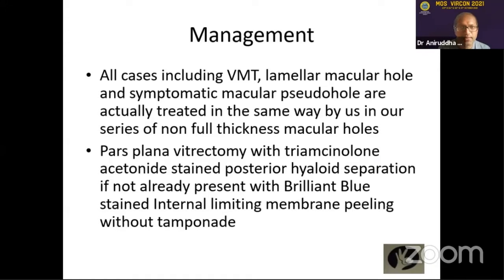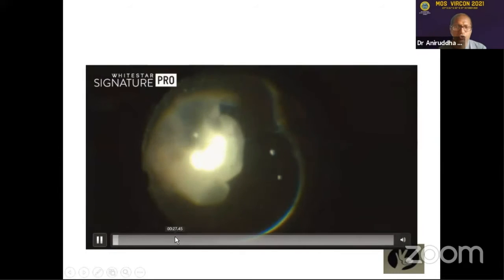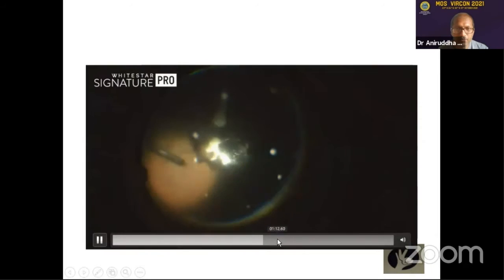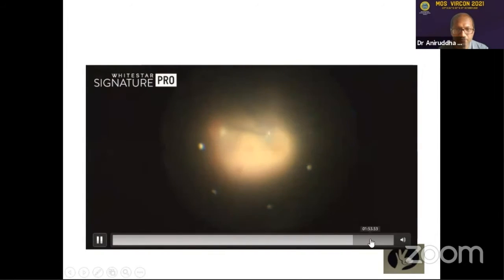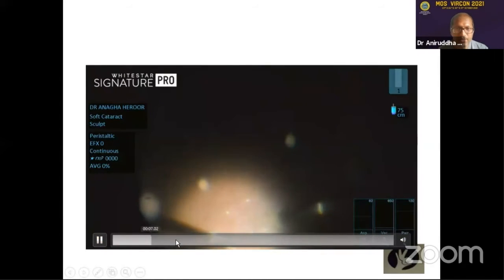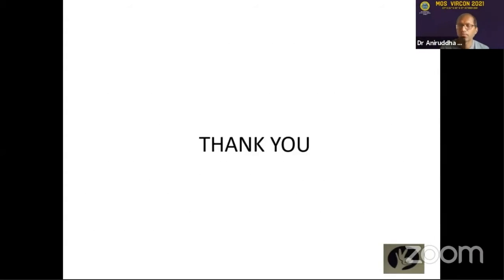Management, the general principles are the same. A vitrectomy, separation of the hyaloid is done. So we usually use triamcinolone acetonide to stain, and then we induce a posterior vitreous detachment, followed by internal limiting membrane peeling. And in some cases, we can do a vitrectomy with an epiretinal membrane peeling, depending on the case. So gentle posterior hyaloid separation and careful ILM peeling, as our surgeon team will describe, is the most important thing in the management. Thank you.